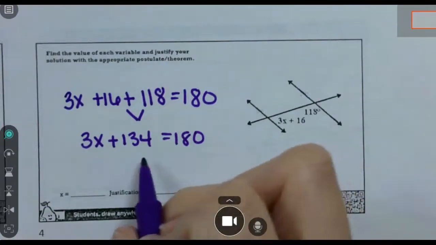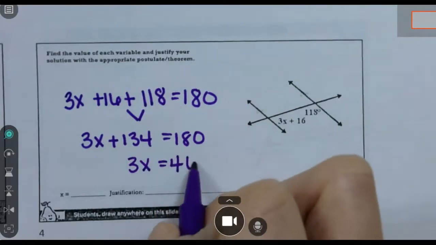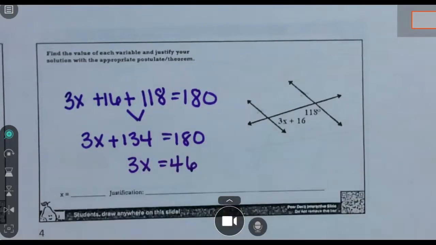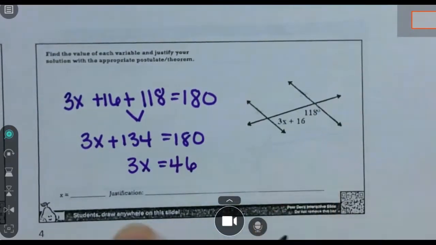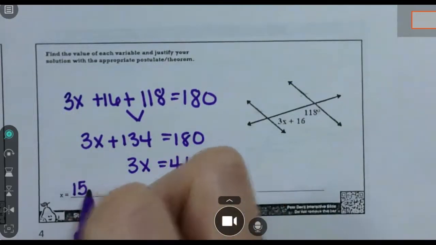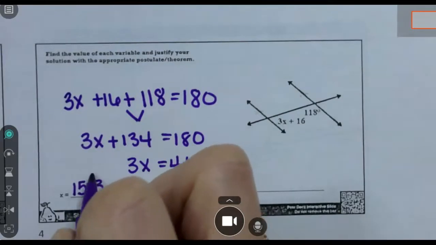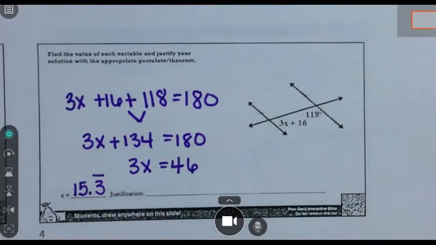So I've got 46 when I subtract that. Okay, and this does not come out pretty, but that's okay. So when I finish this one up, x equals 15.3 repeated, or 15 and 1/3. So you can write 3 repeated, or you can write 15 and 1/3.